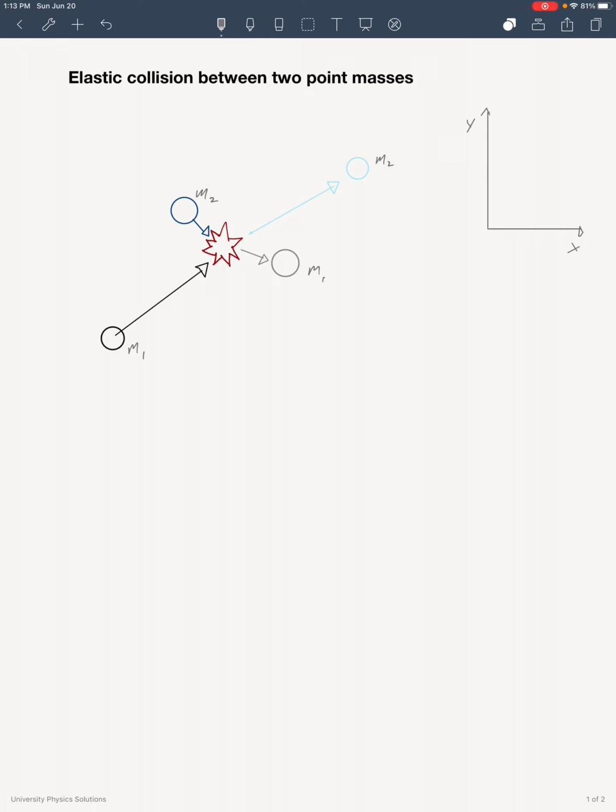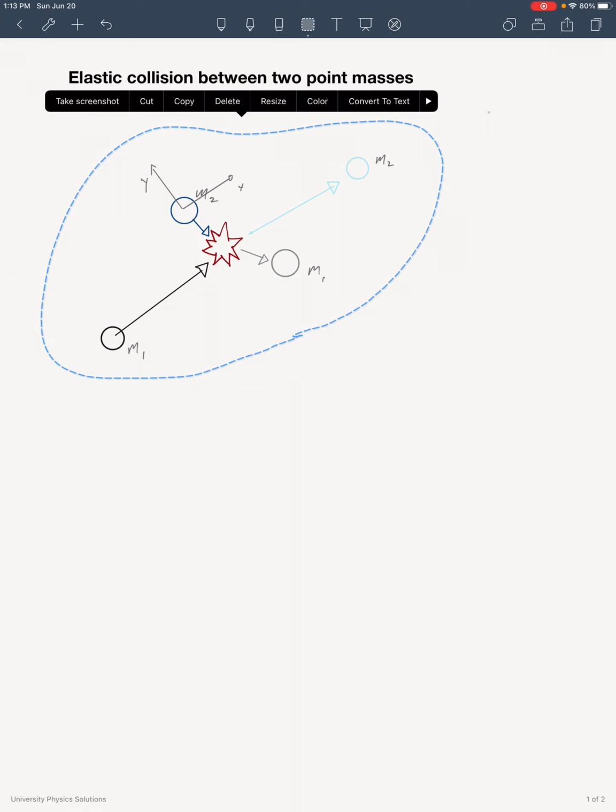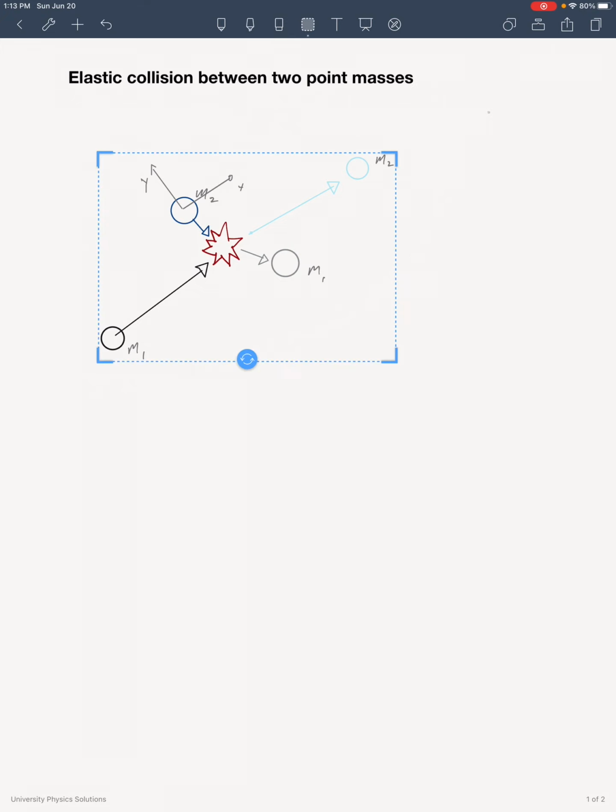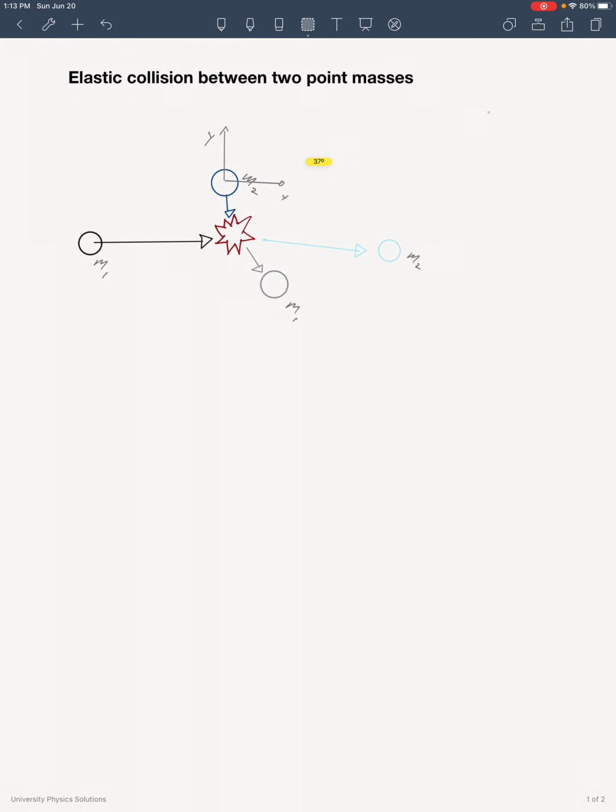So what if instead of doing that we put a coordinate system that looks more like this, where this is your X and this is your Y? Well, notice what happens then is that we're aligning the problem such that M1 is going basically in the X direction. So that's helpful.